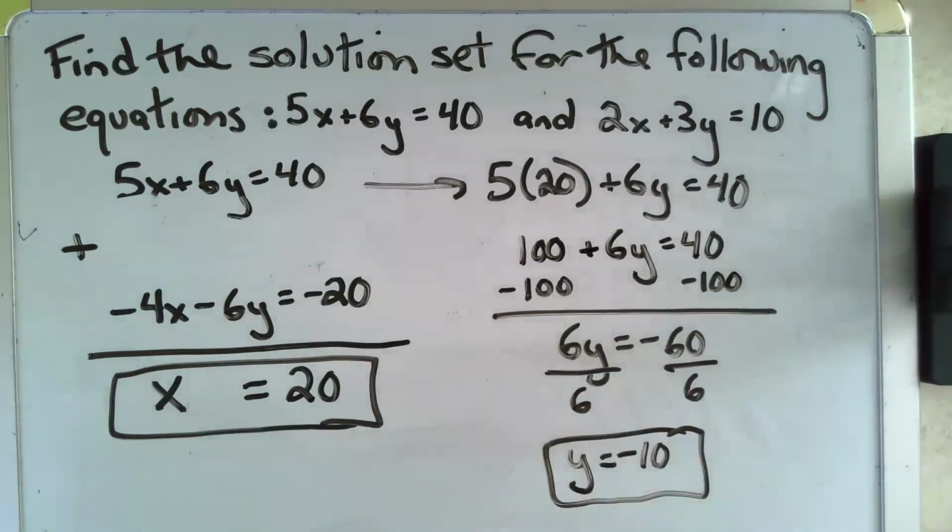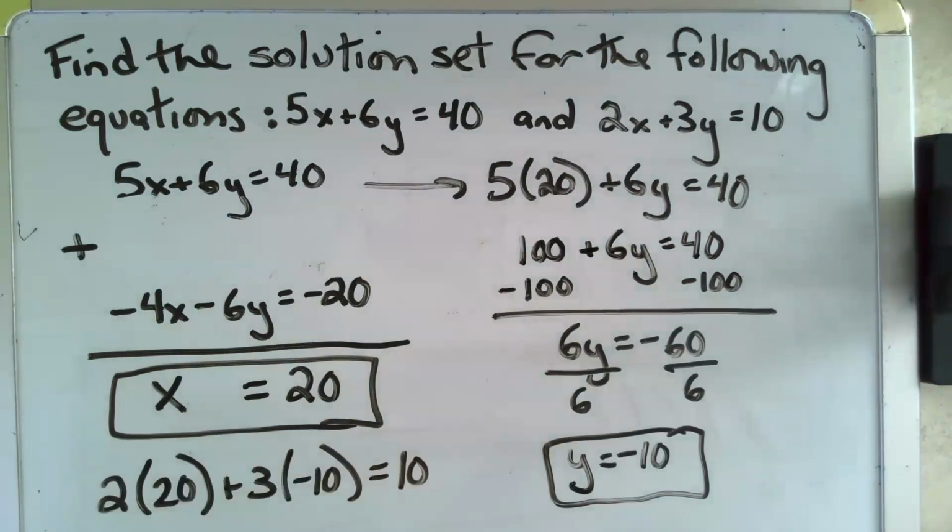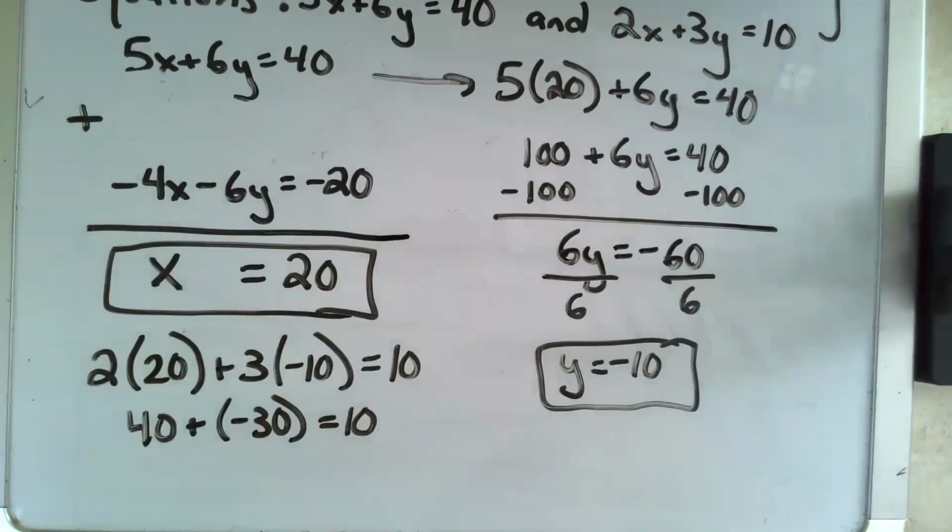And I've just found my second variable. Now, if I want to do an extra check and make sure that these work, I'm going to take this point, 20 comma -10, and I'm going to throw it into this equation here to check. So there it is, and I simplify. And indeed, 40 plus -30 does equal 10. And that's how I solve simultaneously to eliminate a variable, solve for one, then plug the value of that one into one of the initial equations to solve for the other.